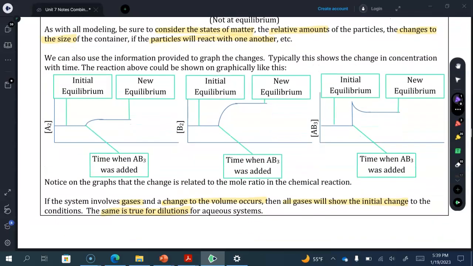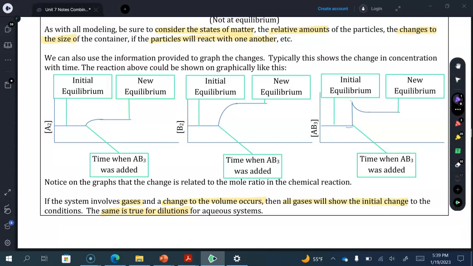We can also use the information provided to graph changes. Typically, this shows us the change in concentration with time. The reaction above could be shown graphically like this. Here we have our A2, and this is where the stressor is introduced, and we see it reach a new equilibrium state for both A2 and B2. For the one that's added, we see a high, straight-up spike, because you add an amount all at once, and then it comes back down to reach a new equilibrium.